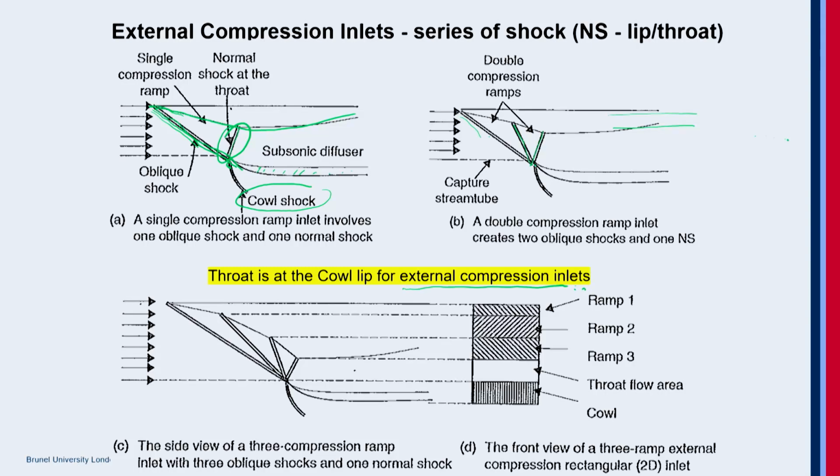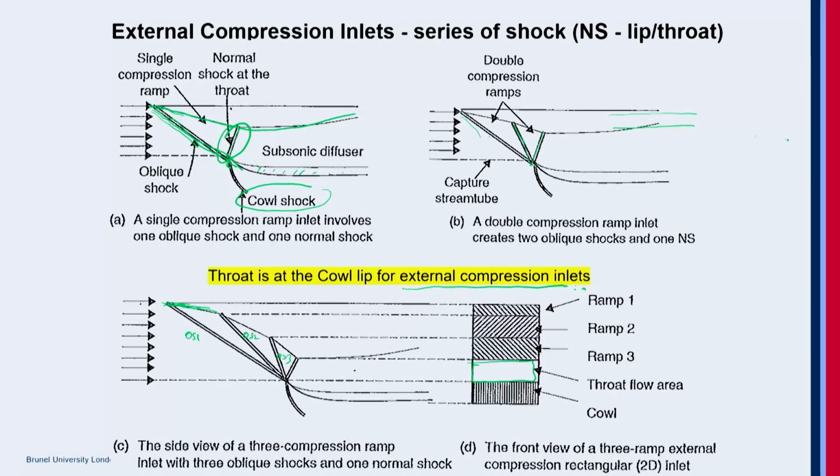And here you have this triple compression ramp. This is the inlet with a two-dimensional. This is the inlet entry mouth. So here is the external compression ramp, oblique shock 1, then oblique shock 2, oblique shock 3. And now you can see that when you go for higher and higher speeds, higher and higher Mach number, you're forced to decelerate the flow with multiple shock trains.